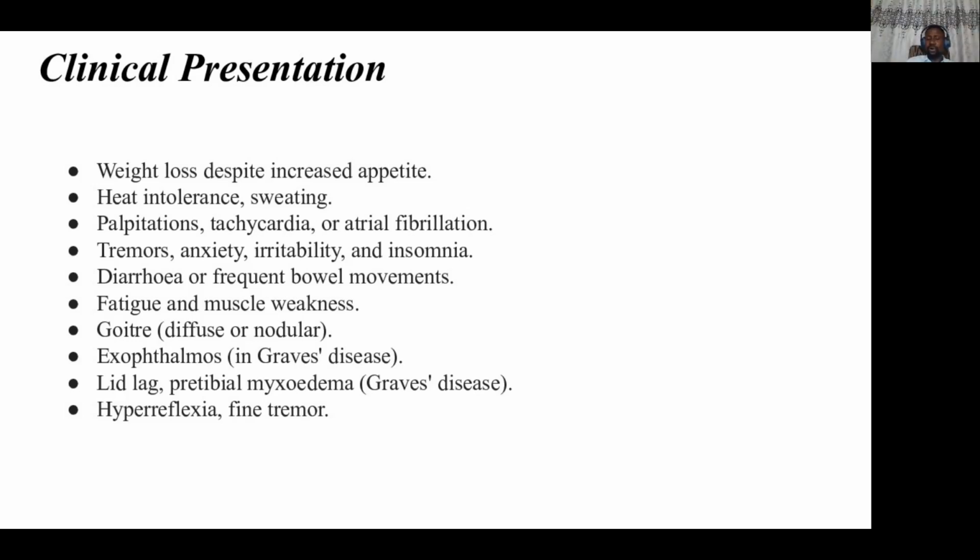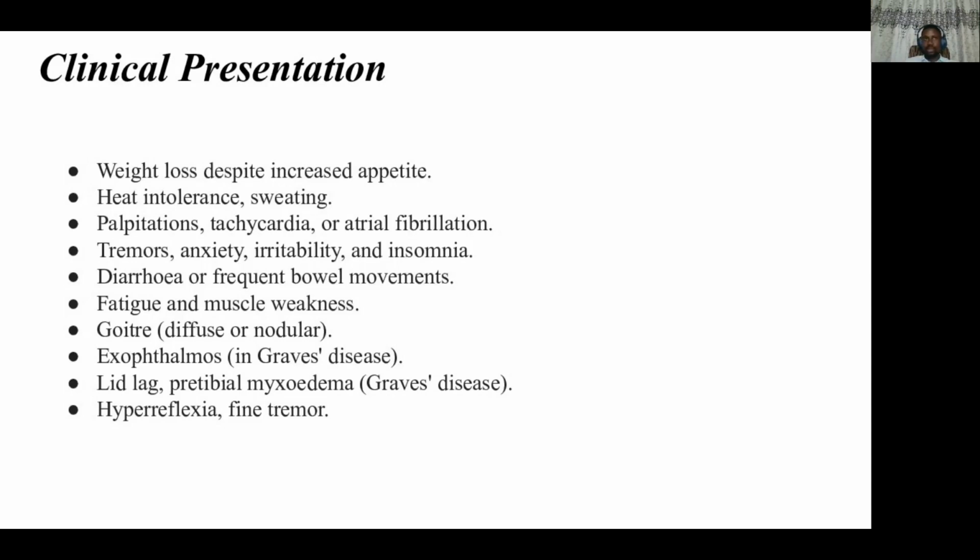Now, also, patients with hyperthyroidism, there are specific signs you can find on examination, especially during general physical examination and examination of the neck. Now, clinical presentations of hyperthyroidism include weight loss despite increased appetite.